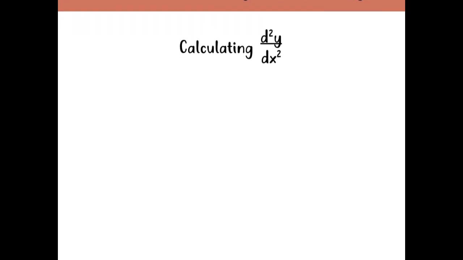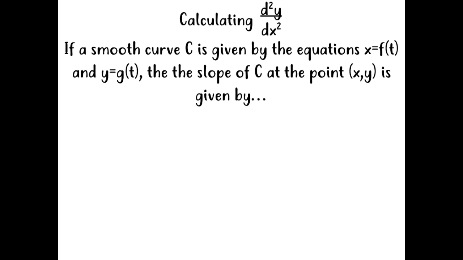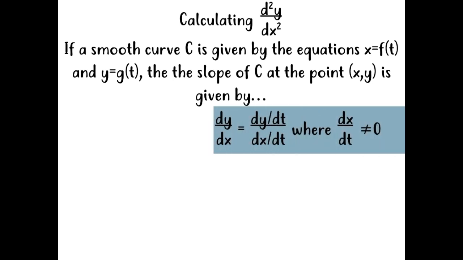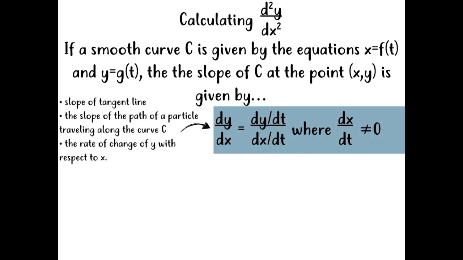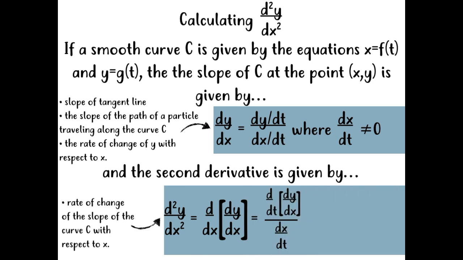It is important to know how to calculate the second derivative of y with respect to x. If the smooth curve c is given by the equations x equals f of t and y equals g of t, the slope of c at the point (x, y) is given by the following. This can be interpreted as the slope of the tangent line, the slope of the path of the particle traveling along the curve c, or the rate of change of y with respect to x, and the second derivative is given by the following as well. This is essentially the rate of change of the slope of the curve c with respect to x.